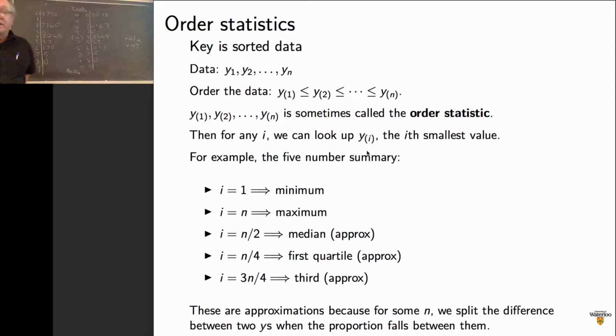As you know, technically the sorted data are sometimes called the order statistics. If you have the order statistics, all the data sorted, you can look up all of these things. You know, what is the third quartile? When things don't work out nicely, we're going to take some measure in between the two values, say, to get the third quartile.